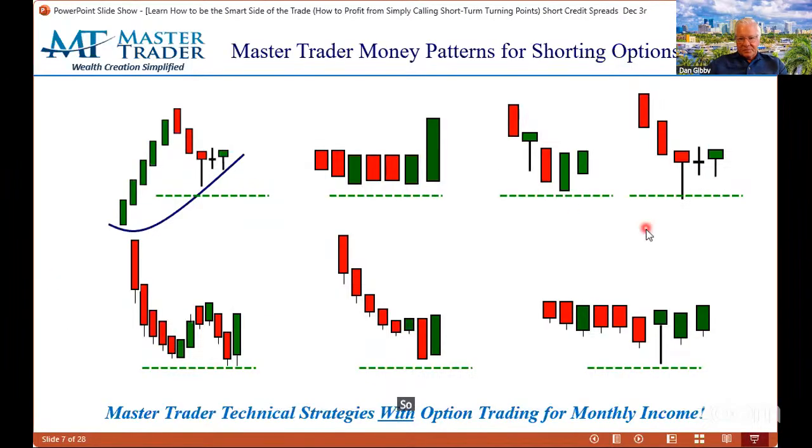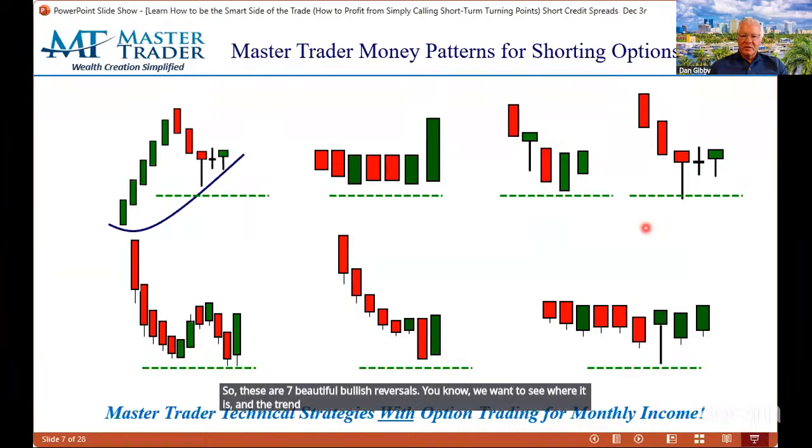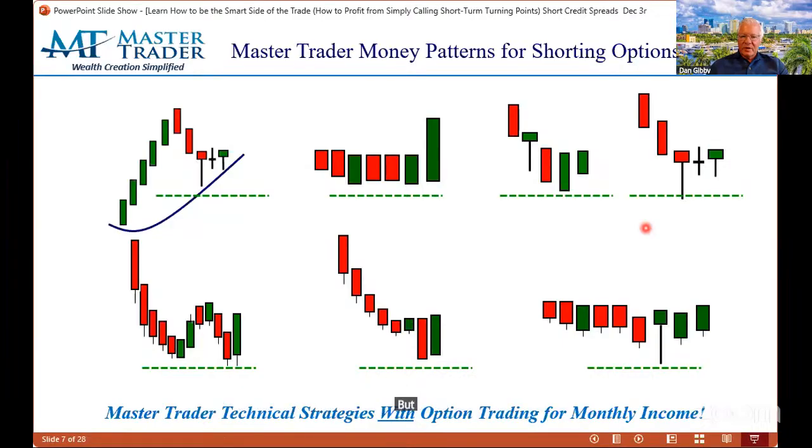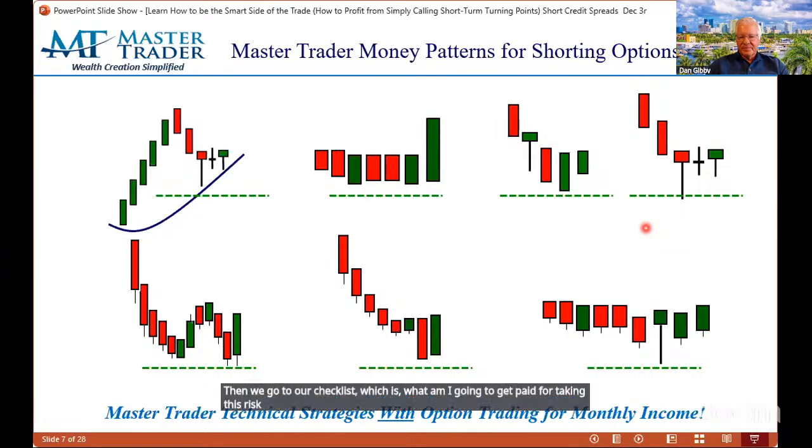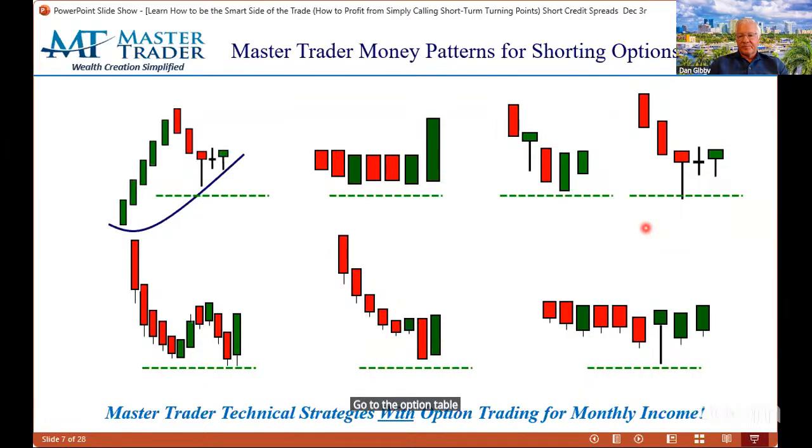So these are 7 beautiful bullish reversals. We want to see where it is in the trend, multiple time frame support and resistance. But again, the starting point is I have a bias that it's not going under this particular level on this pattern. Then we go to our checklist, which is, what am I going to get paid for taking this risk? Go to the option table and see. So this is my short strike under support. What are you going to pay me?